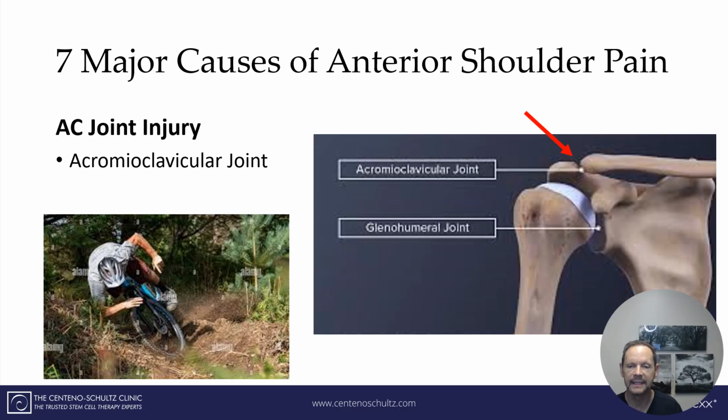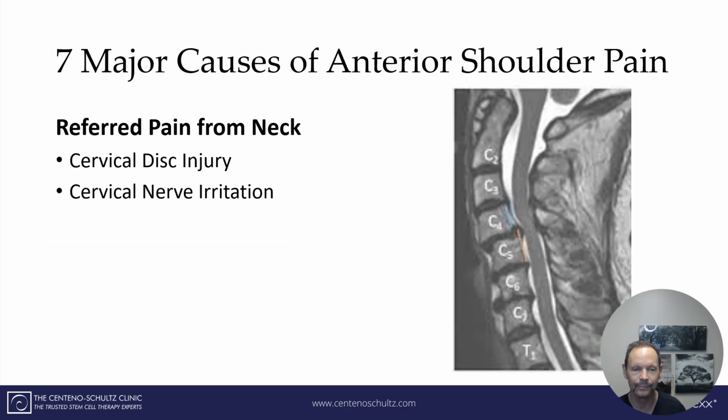Another cause is AC joint instability or arthritis. Again, the AC joint is the union of where the collarbone meets the acromion, and it is a common source of pain and irritation. One of the common ones here in Colorado is going over your handlebars on a mountain bike. And you can really cause some severe injury to the AC joint.